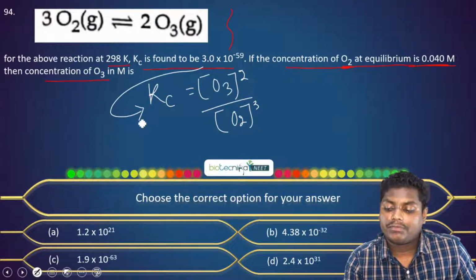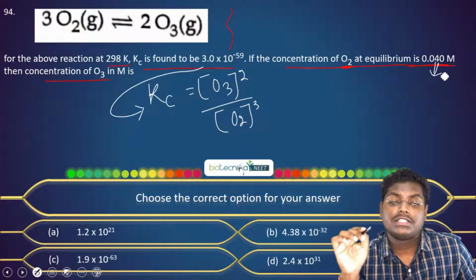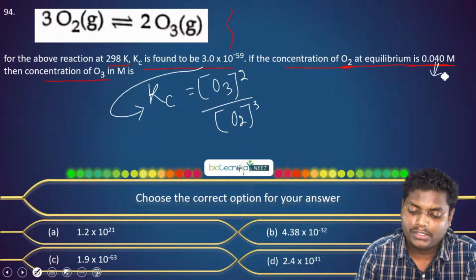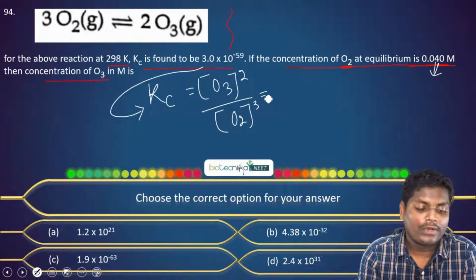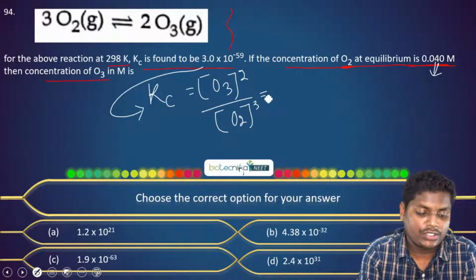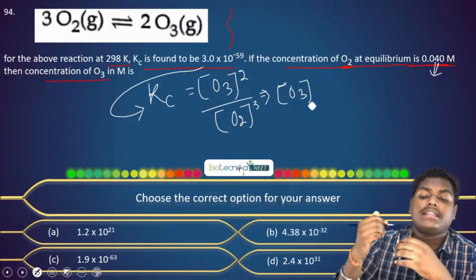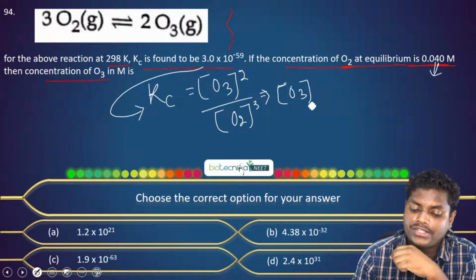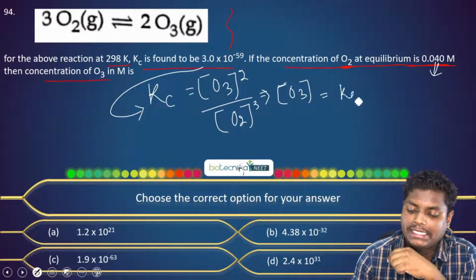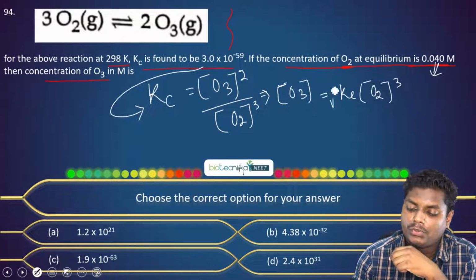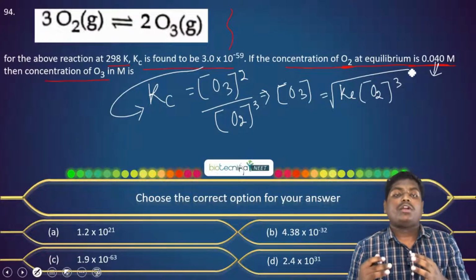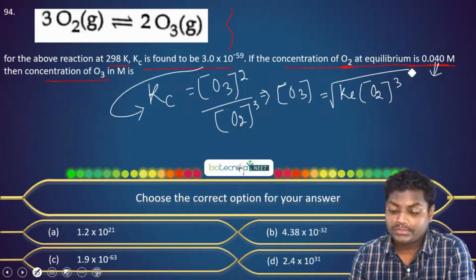The concentration of oxygen at equilibrium is also given to us. Just plug in these values and solve it. And what do we want to find? We want to find the concentration of O3. So just rearranging the equation, the concentration of O3 will be Kc into the concentration of O2 cube root over. This is what we want to solve and find the solution.